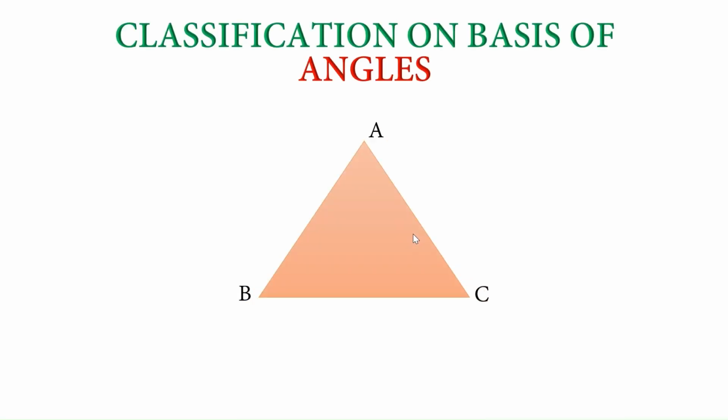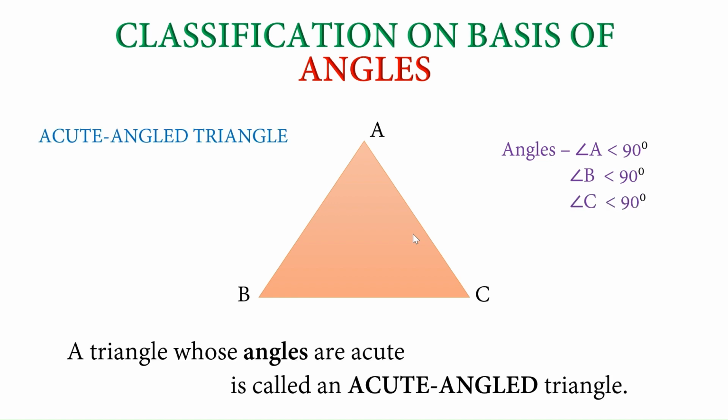Now, these triangles can be classified depending upon the type of angles. We know that angles are of different types like acute, obtuse, and right angle. In a similar way, even triangles are classified depending upon the angles they make. In this particular figure, if we observe, all the angles are less than 90 degrees. Such a triangle is called an acute angled triangle. So, an acute angled triangle is a triangle whose angles are all acute.